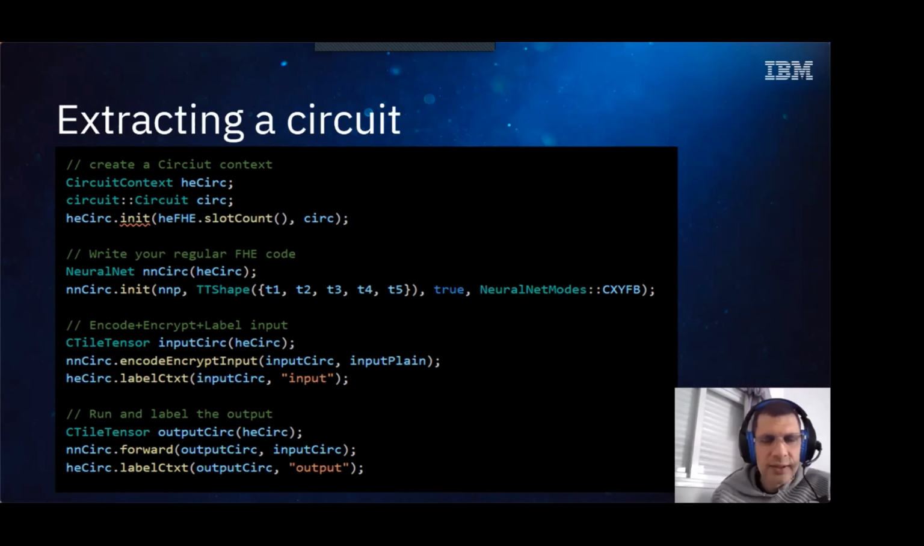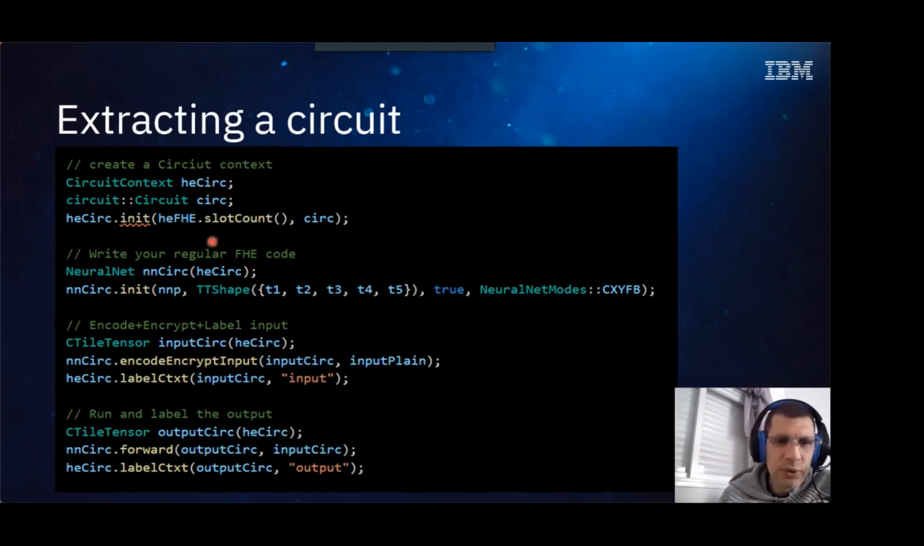First, let's see an example of how to extract a circuit. In HE layers, each ciphertext has a context. It can be a CKKS context, or an HElib BGV context, for example. And we have one more context, which is the circuit context. It is very easy to change the context for an existing FHE code. So this is what we see here in the code. The first few lines just initialize the circuit context, which is the context that logs the operations that are done on the ciphertext.